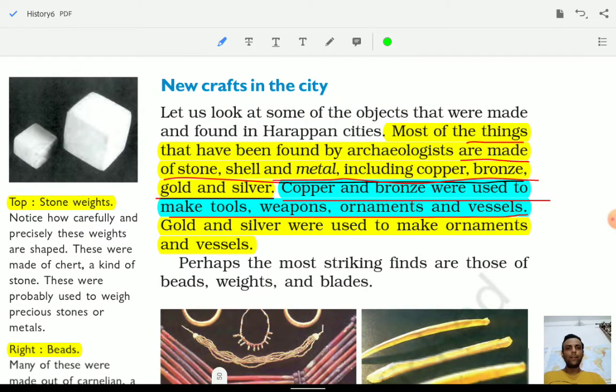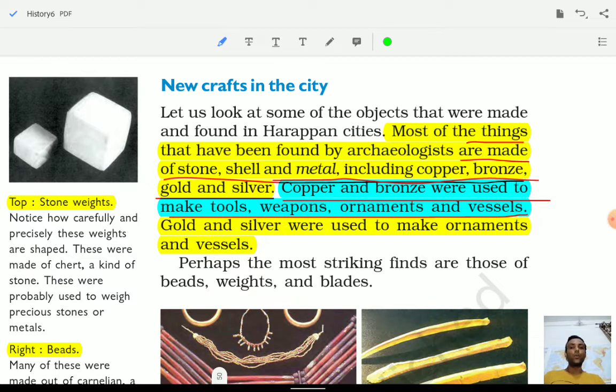New crafts in the city. So most of the things found by the archaeologists are made of stone, shells and metal, including copper, bronze, gold, and silver. So understand the chronology, that they were already aware of the metals. Not only the simple metal, but the precious metals such as gold and silver were also known to them, right? So they have also used them.